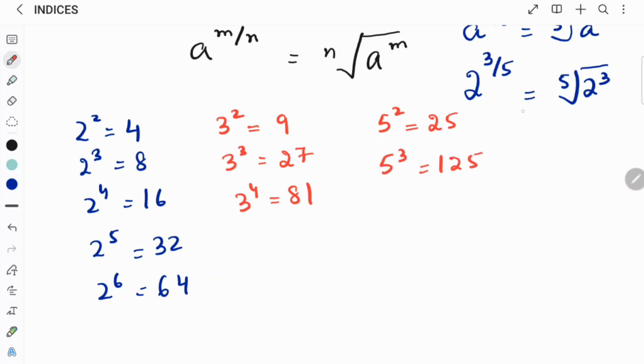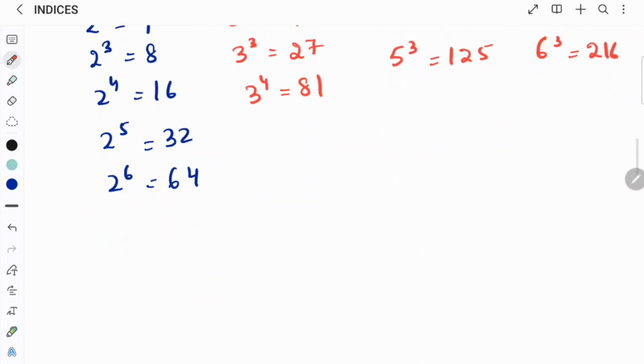Remember that 6 square is 36 and 6 cube is 216. Remember that 7 square is 49 and 7 cube is 343.